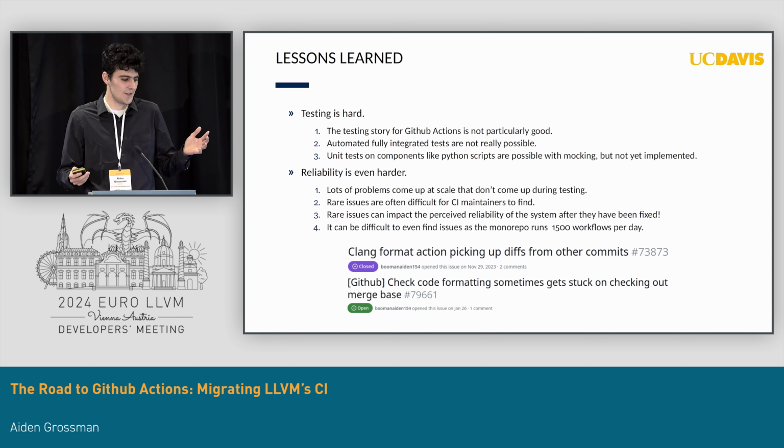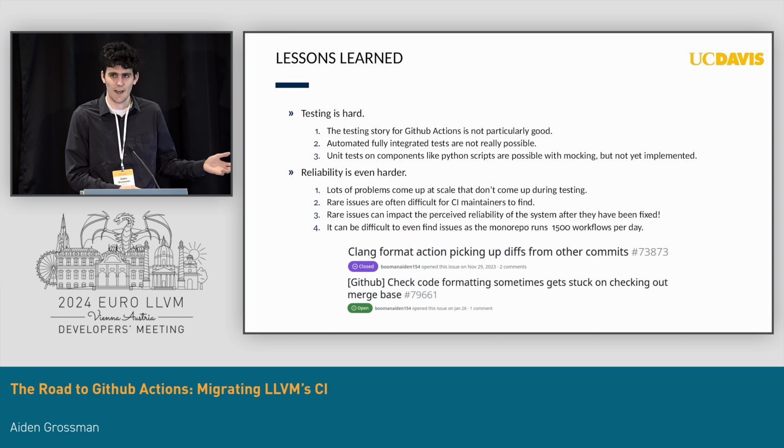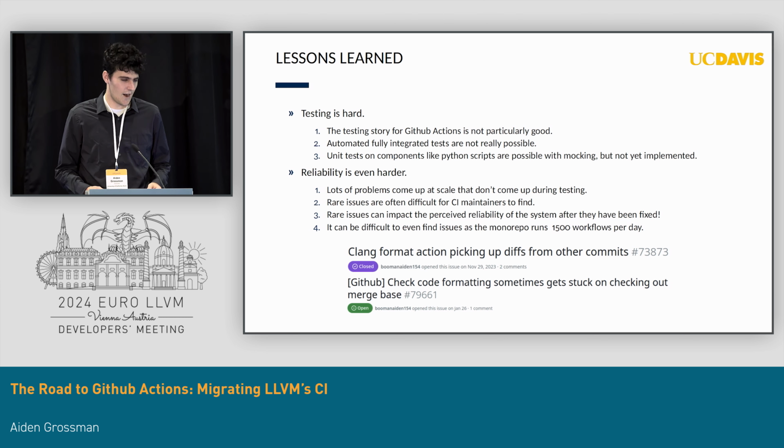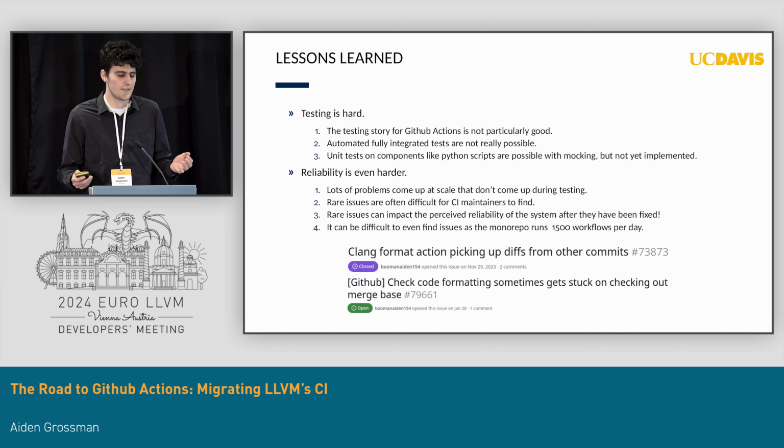And then reliability is even more difficult. Lots of problems come up at scale that don't come up during initial testing, and it's difficult to even test those regressions anyways. A lot of the issues are like 1 in 100, so it's hard for even a CI maintainer to find. And with the monorepo running around 1,500 workflows a day, it's not possible to go through every single one of them, even if you're just going through failures, to see that things are working properly.